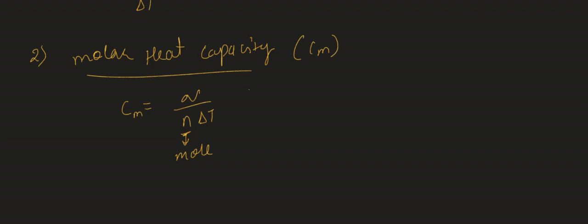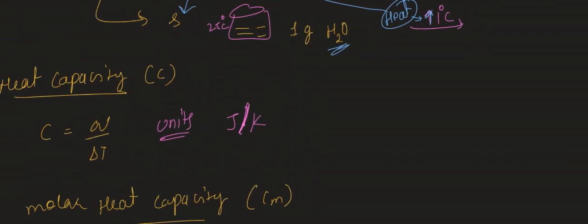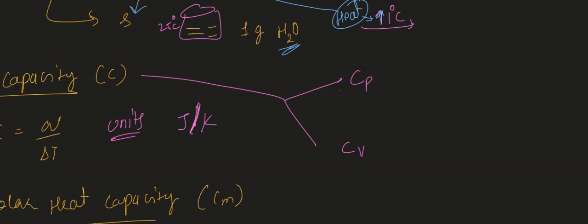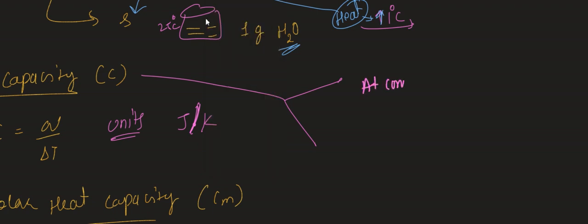Clear till here? Right. Just before going further, let me explain: this heat capacity is further divided into two types, heat capacity at constant pressure and heat capacity at constant volume. So you are going to study two types of formula here, one at constant volume, other at constant pressure. Suppose I'm writing Q, Q is equal to C into delta T. Since we are talking about constant volume, what will you write?